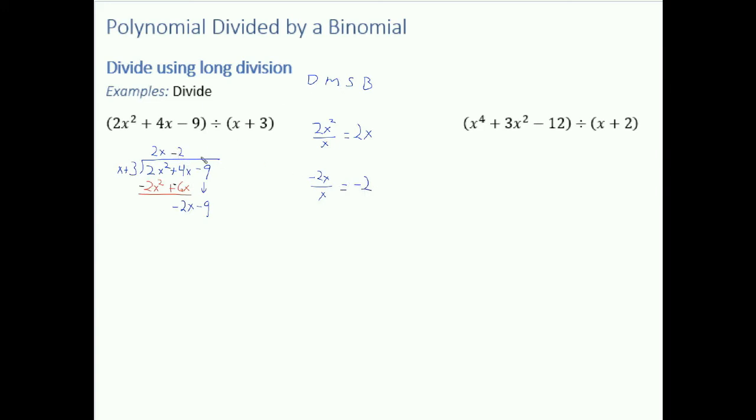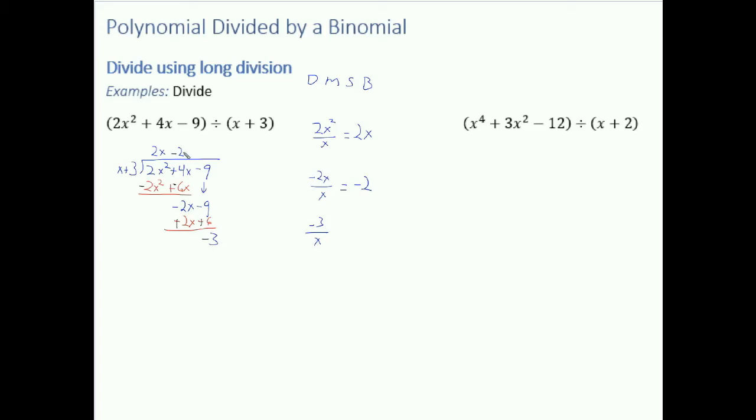Now we're back to multiplying. So negative 2 times x is negative 2x, and negative 2 times 3 is negative 6. And we're going to go ahead and subtract. Remember, subtracting is like adding the opposite, so we'll change these to the opposites, and then that becomes 0, and again that should become 0, and then we get negative 3. And now we come here and try to divide negative 3 by x, and it doesn't work. We can't simplify that at all, so we know that we're finished.